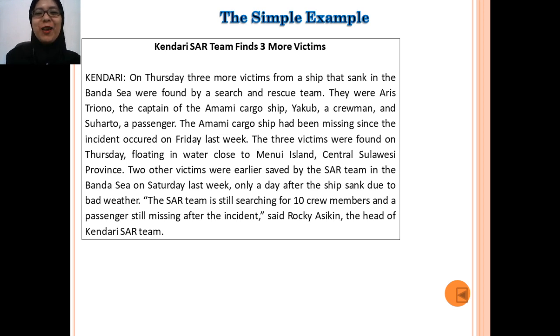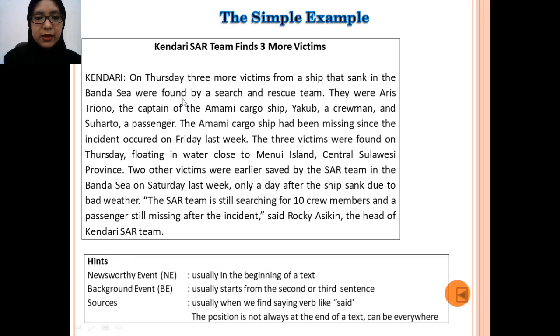Okay, thanks for pausing and reading it yourself. Now let's highlight which one is the, what's the structure? Newsworthy event, background event, and the source. Remember, to highlight itu seperti kamu pegang stabilo ya, dan kamu tarik garis seperti ini. Nah, seperti kamu meng-highlight, ya, memberikan warna. Okay, ready? Okay, let's find the newsworthy event first. Definitely from this one, on Thursday up to, okay, kita lihat, up to this one.